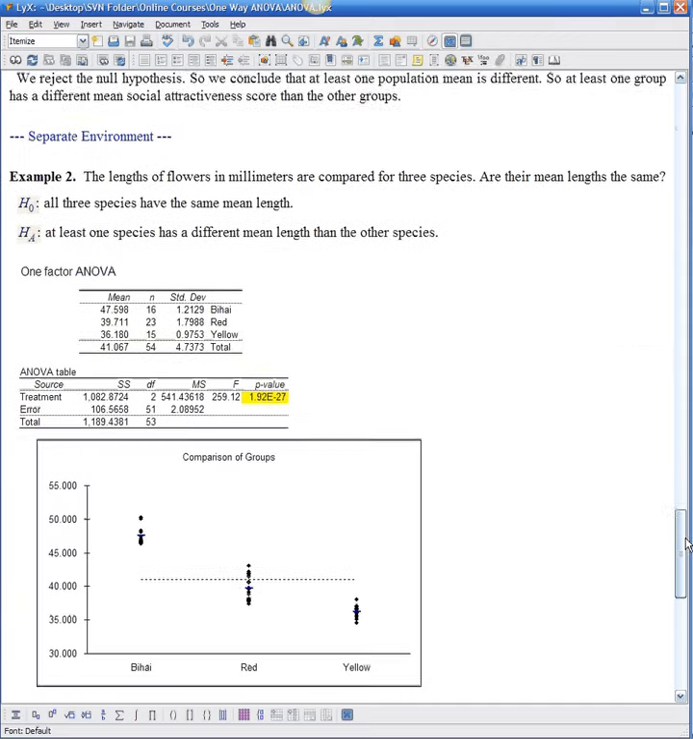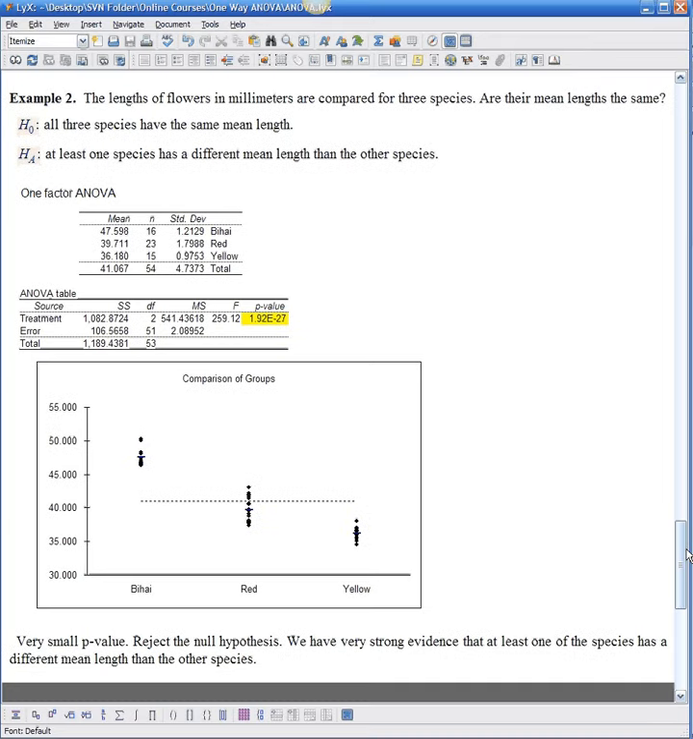Example 2: we compared the lengths of flowers in millimeters for 3 species, and we want to know if their mean lengths are the same for each of the species. Again, the null hypothesis is that all these 3 species have the same mean length, and the alternative is that at least one species has a different mean length than the other species.